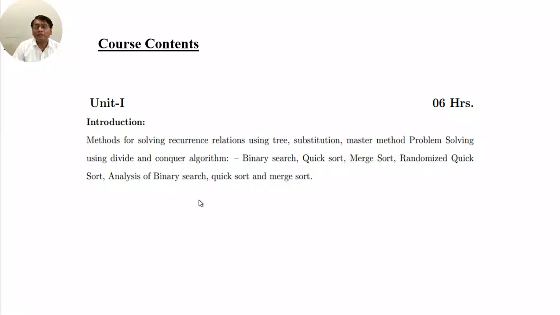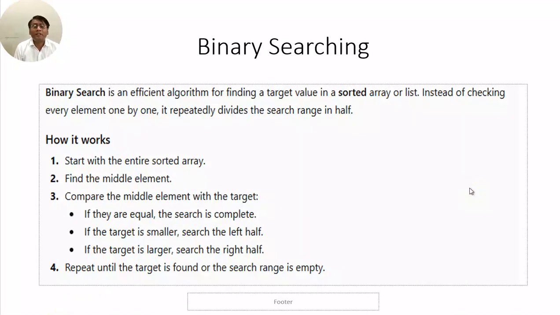In this unit, a student will learn methods for solving recurrence relation using tree, substitution and master method, and problem solving using divide and conquer algorithms, in which they learn binary search, quicksort, merge sort, randomized quicksort, which is the advanced version of quicksort, and analysis of binary search, quicksort and merge sort. So today we will try to learn binary searching, how binary search works.